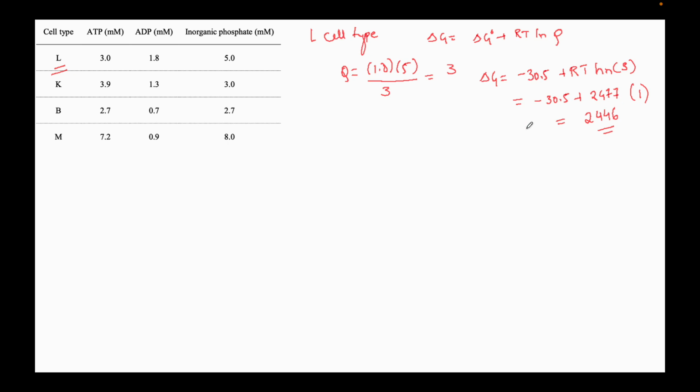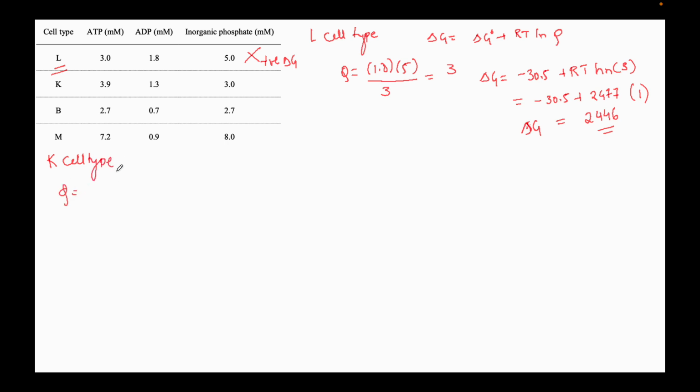In the question they have asked which of the following cell types has the most negative delta G. So this is out of the options, because it will never be the answer, as it has a positive delta G value. So this option is gone. Next we'll move to the K cell type.